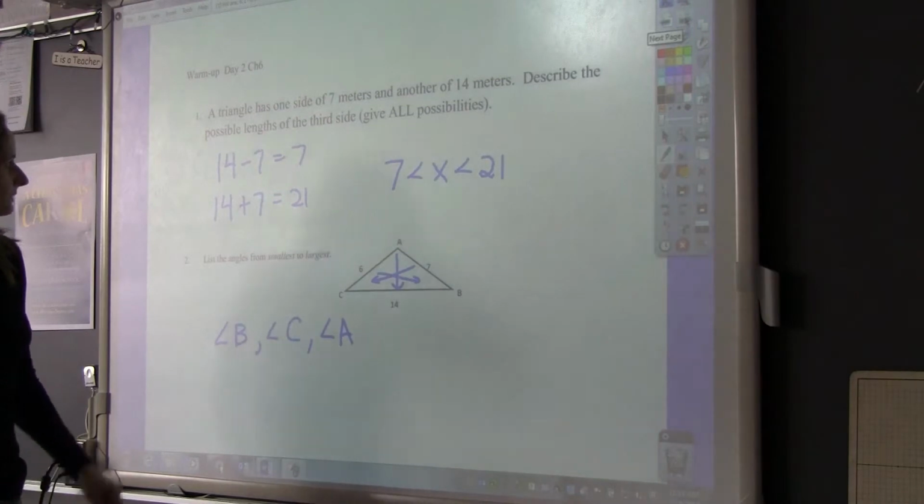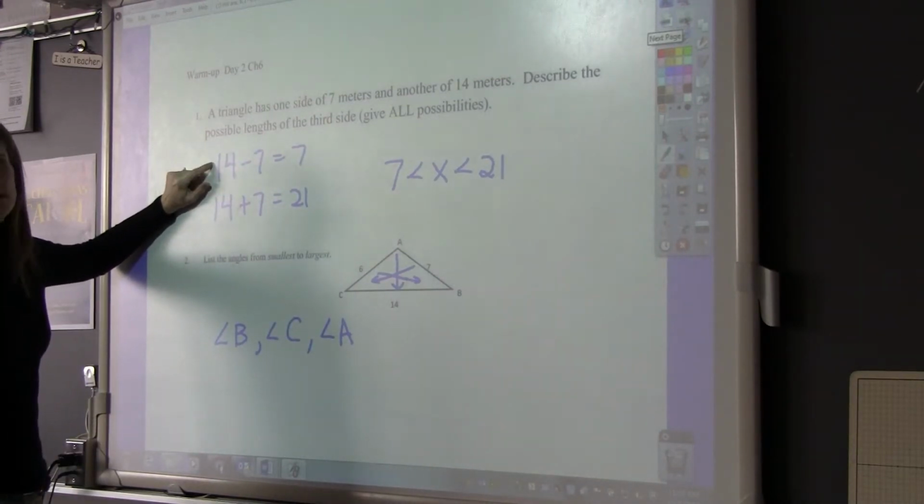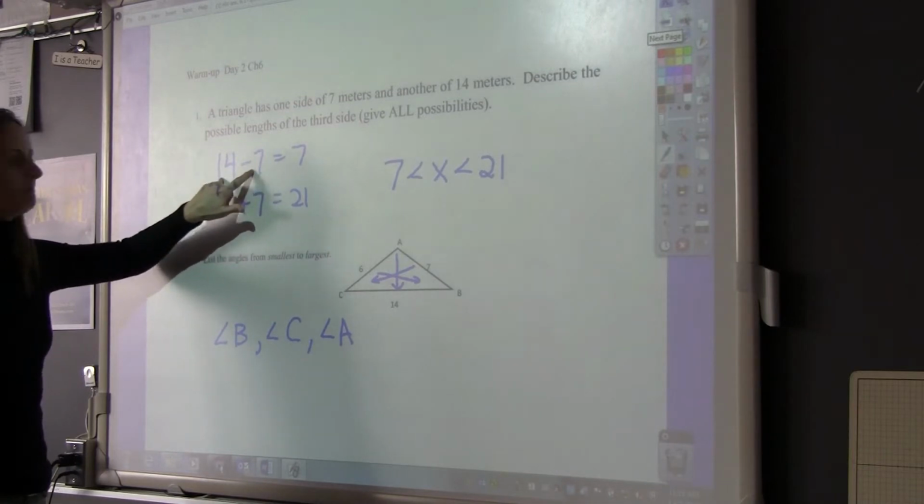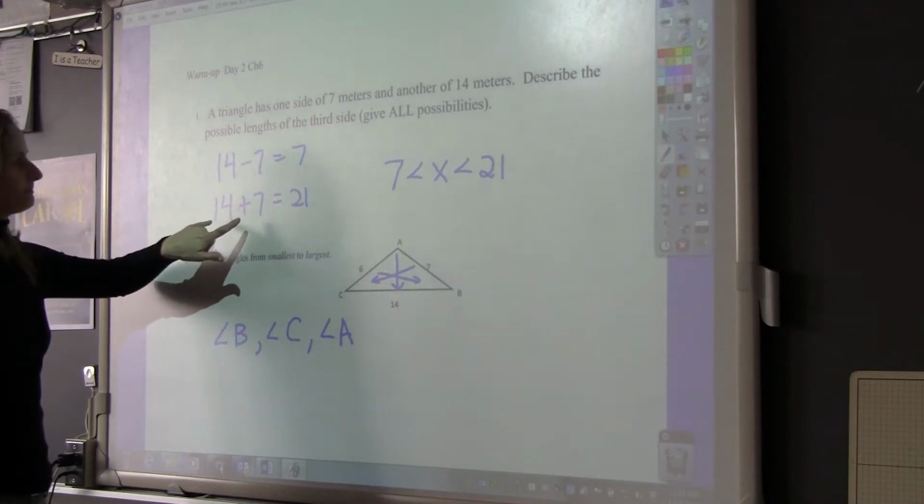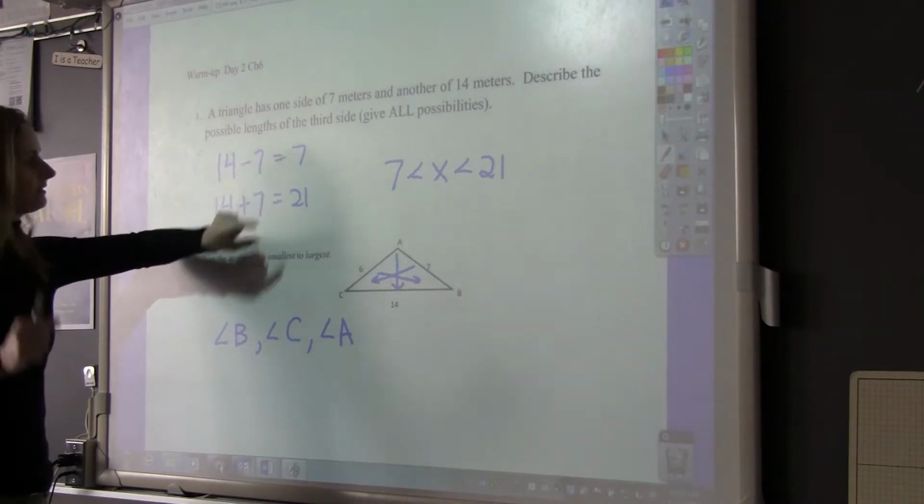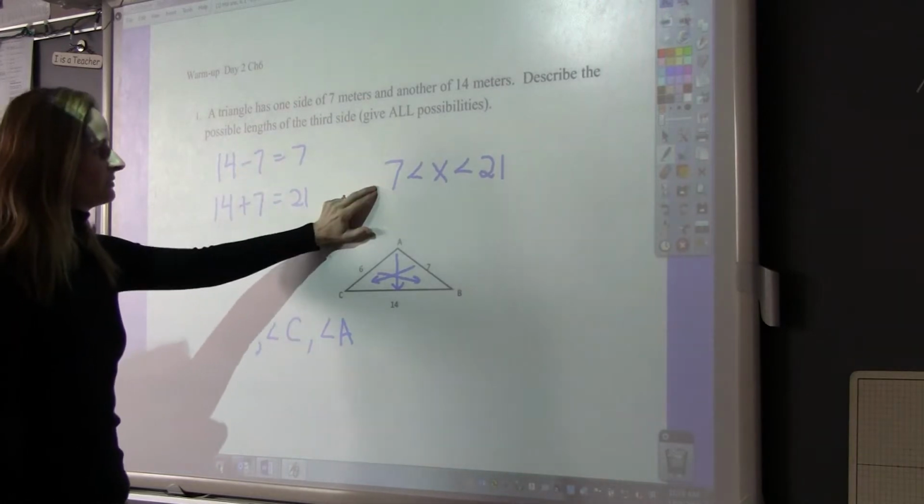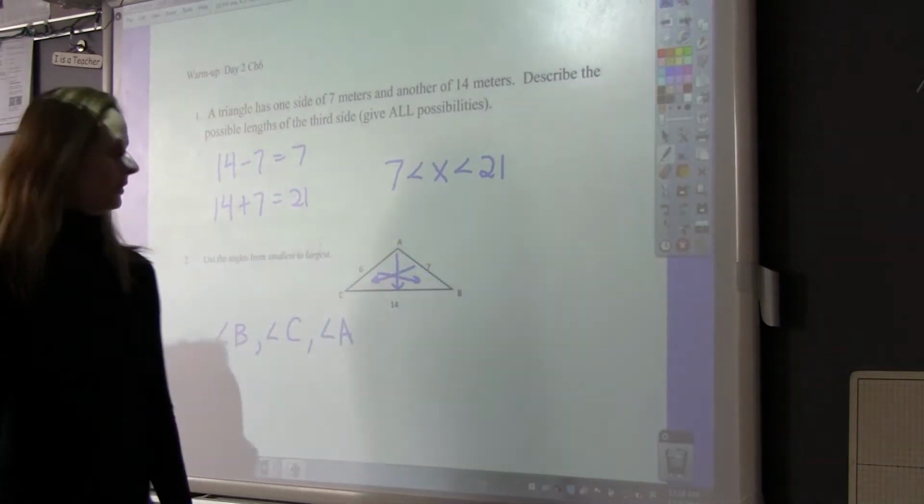Okay, so the two lengths are 14 and 7. So we take the two numbers, we add them, and we subtract them to find our boundaries, just like we did on the Gizmos learning activity. These are our boundaries, 7 and 21. So 7 is less than x, and x is less than 21.